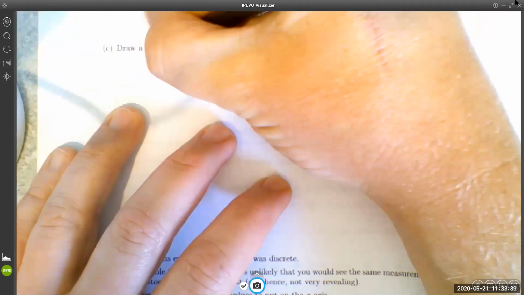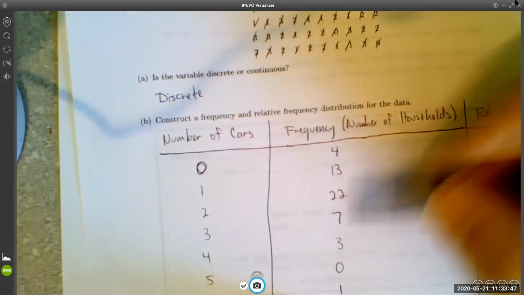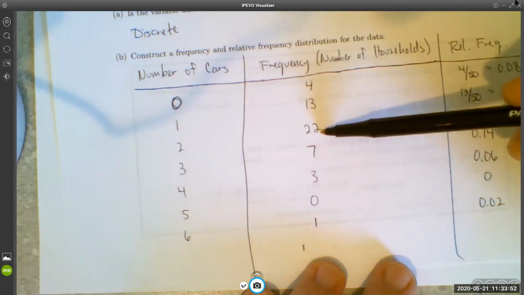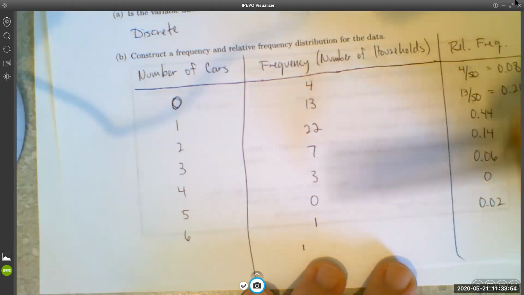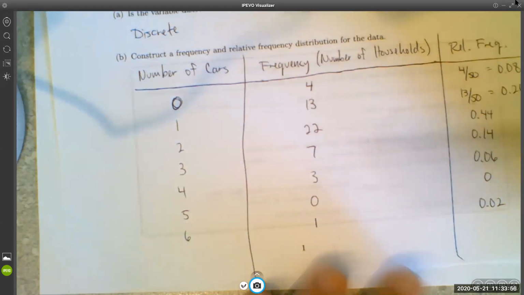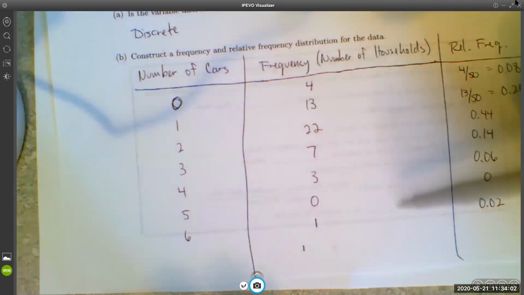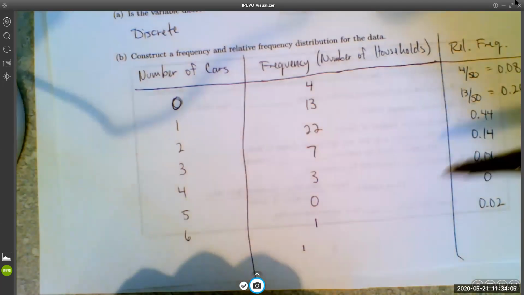Actually, I'm just going to draw a frequency histogram, not a relative frequency histogram, because I've already done a relative frequency bar chart in the previous section. So I'm just going to use the frequencies. Looking at the frequencies, the largest frequency is 22. So I need to scale my vertical axis so that I can get all the way up to at least 22. I think I'm going to start at 0 and go up to 25 in increments of 5.